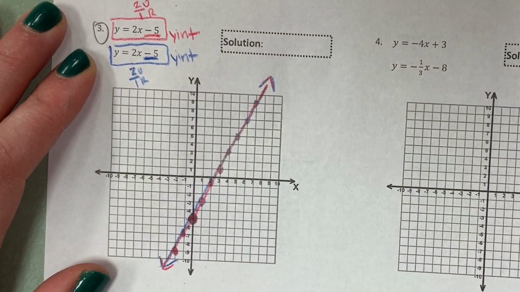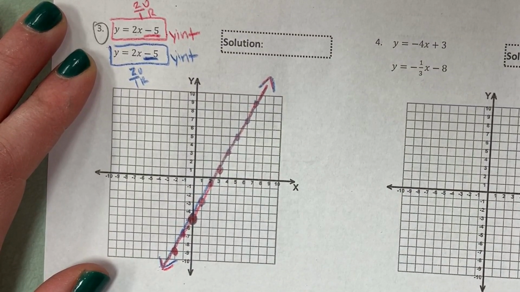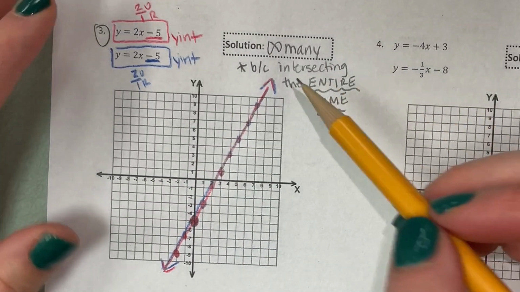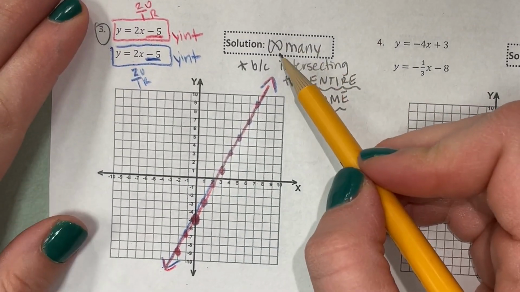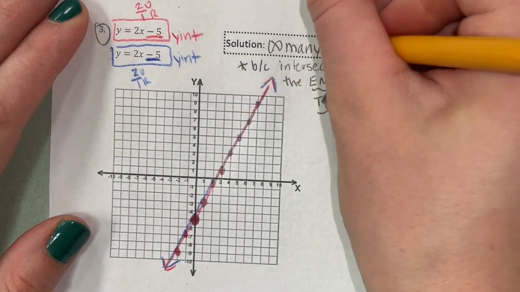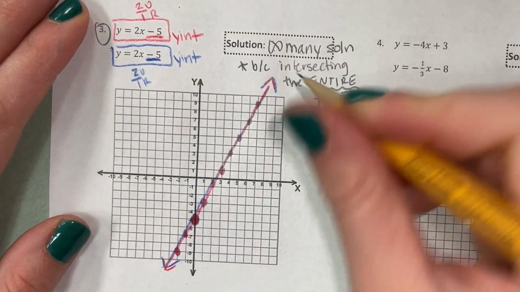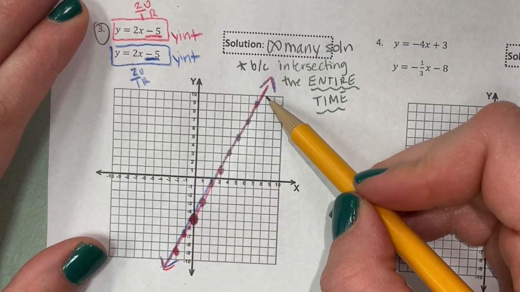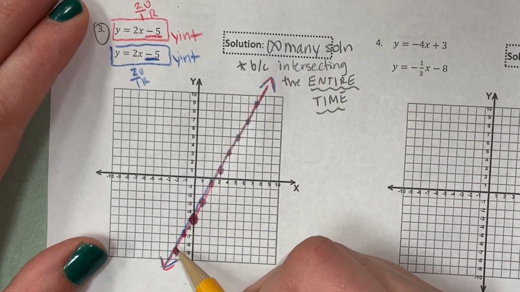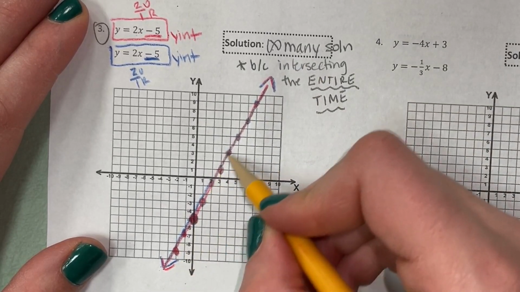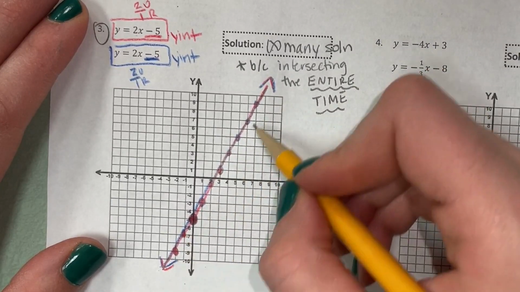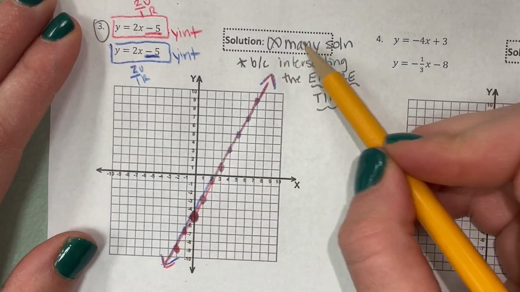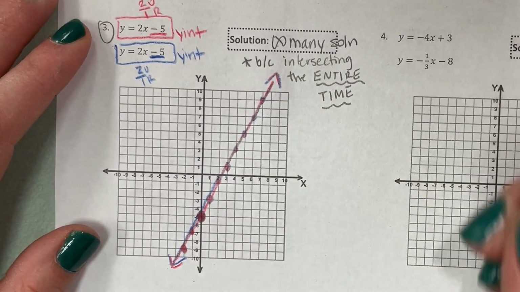So if it's intersecting all the time, what do you guys think the answer is going to be? If you were able to guess, that's amazing. But basically, the answer is going to be infinitely many solutions. Oh, I forgot to write solutions. And this is because they're intersecting the entire time. They're overlapping the entire time. This is an answer. This is an answer. All of where they're double touching here is all answers. So that's why it's infinitely many. There's so many solutions, we can't even count them.